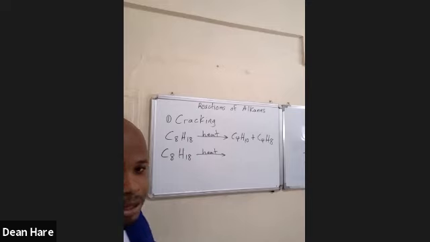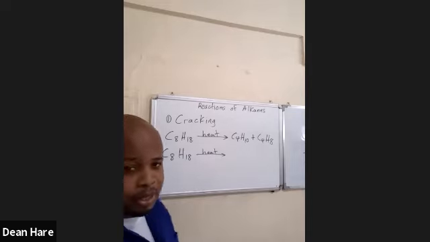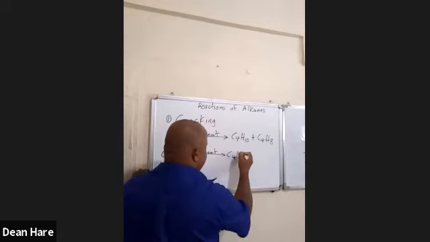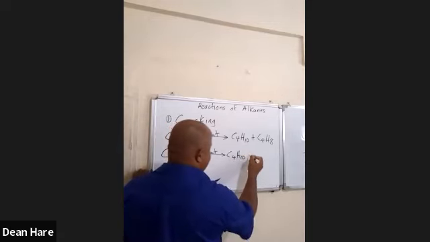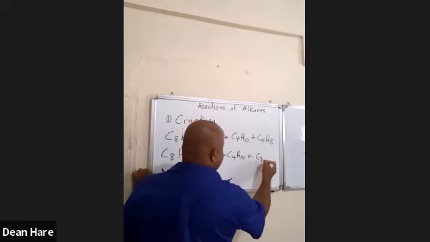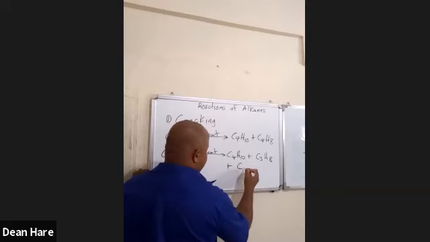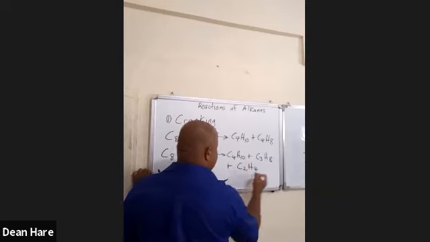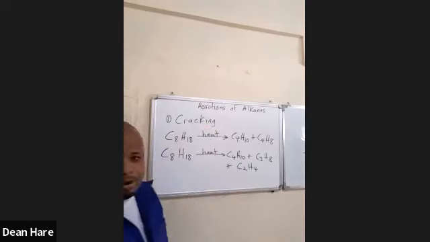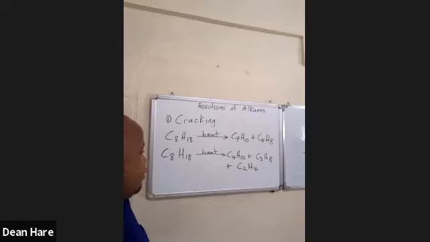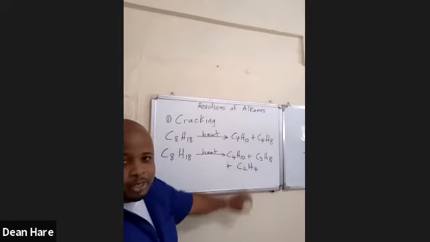All right, let us check if butane, propane, and ethene is correct. So butane is C4H10, propane is C3H8, and ethene is C2H4. Is it correct? No. Oh, there's too many hydrogens. Right. So what can we do to fix it?